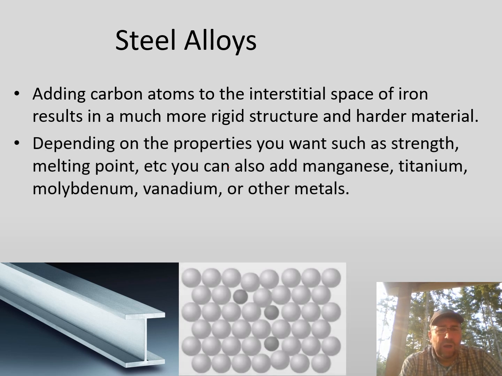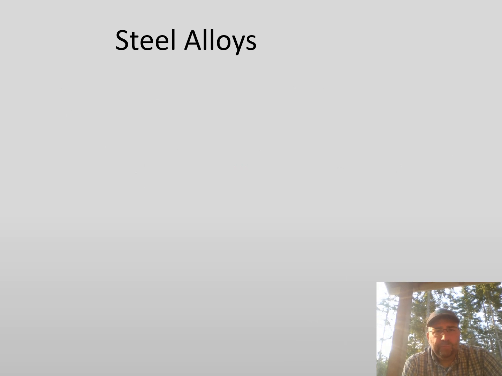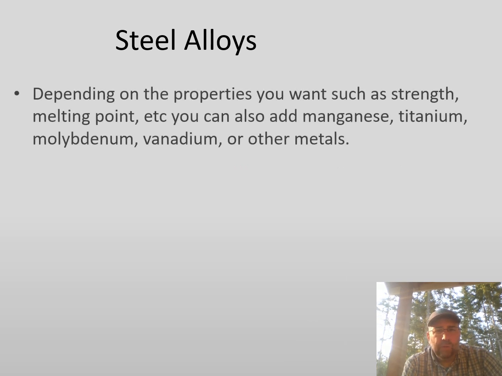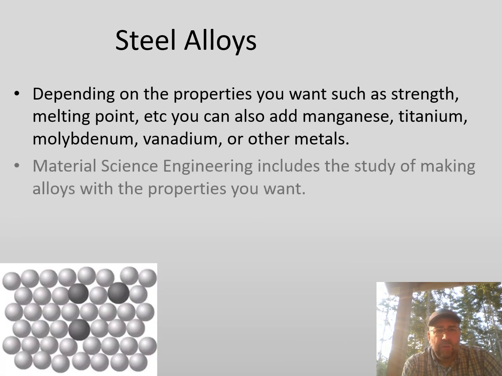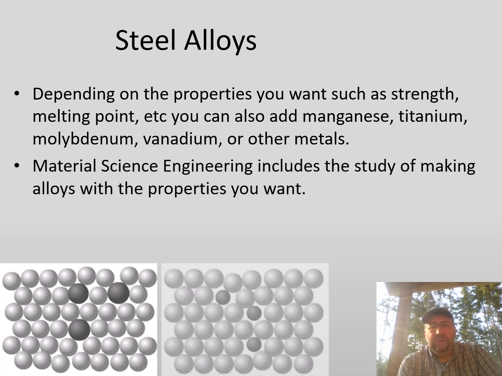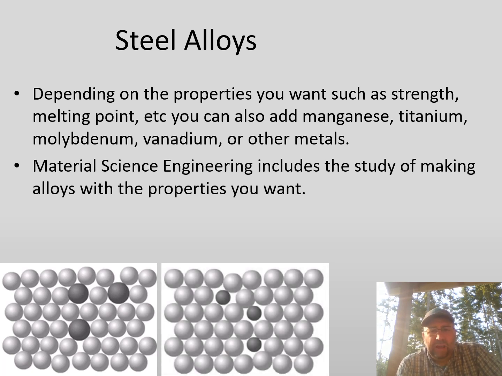So we can add metals like manganese or titanium, molybdenum or vanadium, and we can insert them into the metallic structure of the iron to give it the properties that we want. In fact, there's a whole field of science known as material science engineering. And it is an incredibly important and fast-growing field.